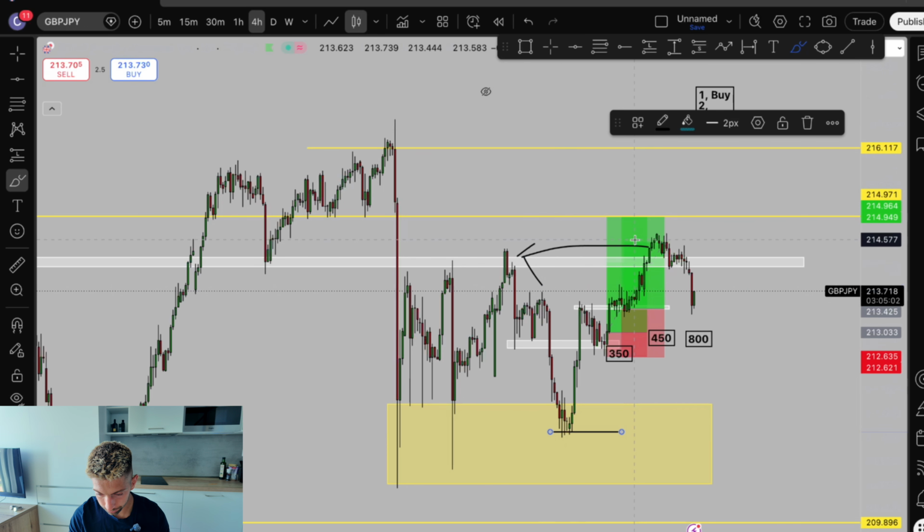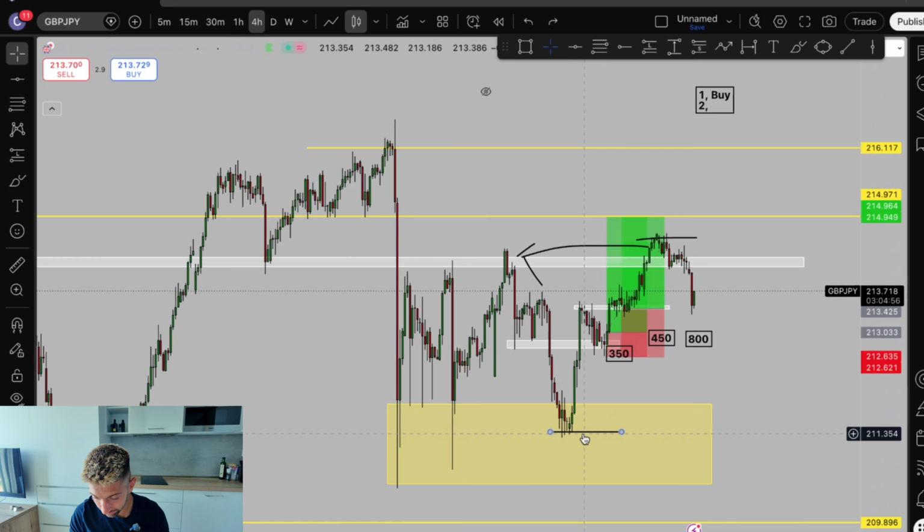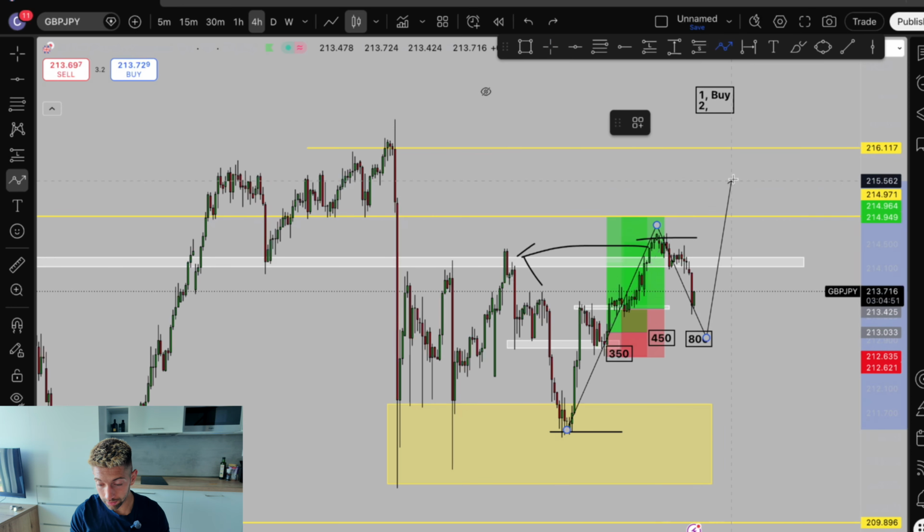So this is my swing low, this is my swing high. I mean internal, because this is still swing high and swing low. So this is my internal low and internal high. So what I'm anticipating is something like this, okay?